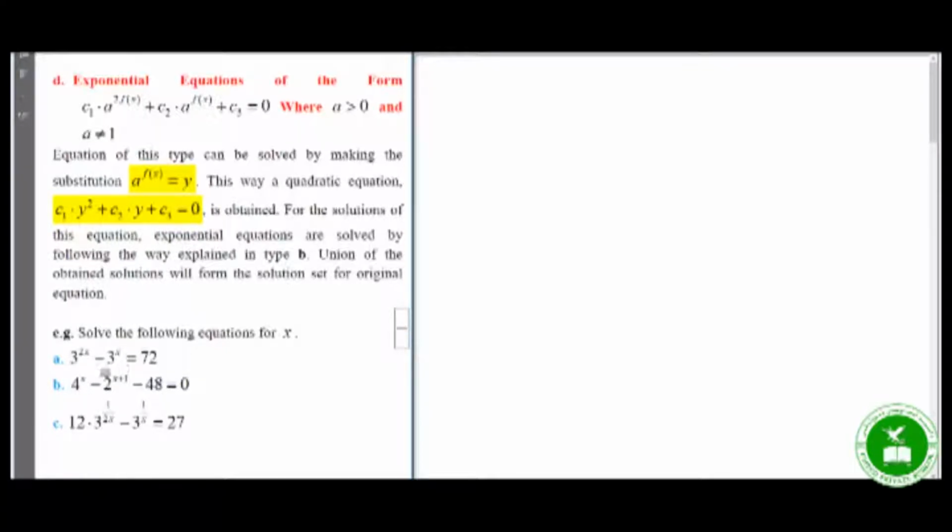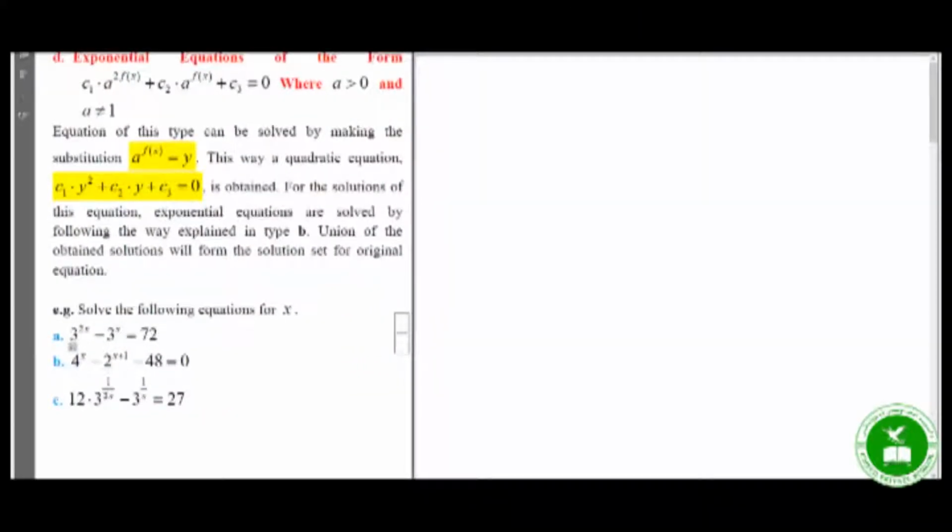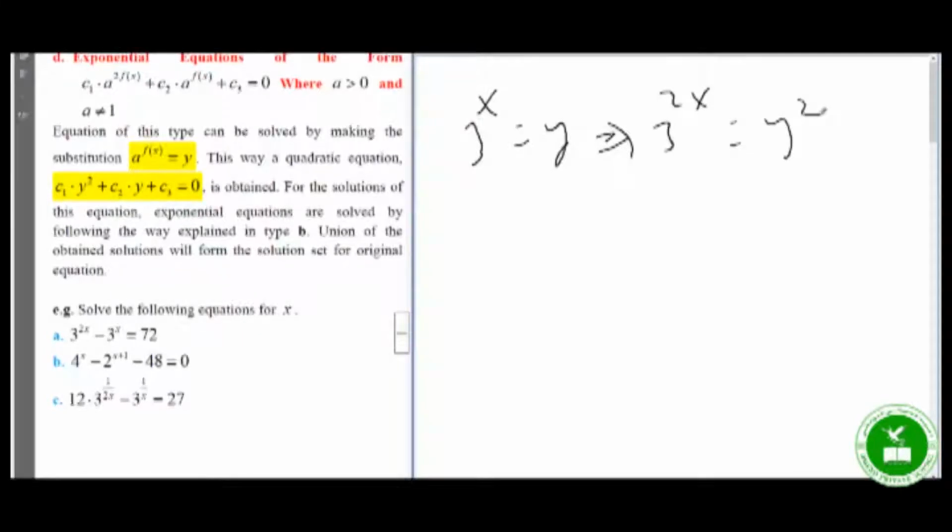For example, in this example, as you see, 3 to the power of 2x minus 3 to the power of x is equal to 72. In this example, we equalize 3 to the power of x as y. So 3 to the power of 2x will be equal to y squared. Let's substitute y and y squared for 3 to the power of x and 3 to the power of 2x. Y squared minus y will be equal to 72.